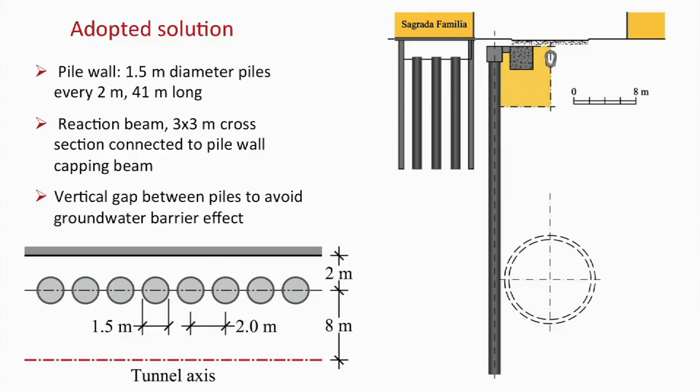So after some thoughts, the idea was to protect the Sagrada Familia with a vertical wall. The wall was made of piles. Here are the characteristics of the piles. There are relatively long piles, 41 meters in length, 1.5 meters in diameter, with some gaps in between them. And the reason for that was to allow the water to go through, because there is a flow in Barcelona towards the sea. And on top, in order to fix this point, we also designed this cross section here. This was just a big beam connected to the top of this pile wall.